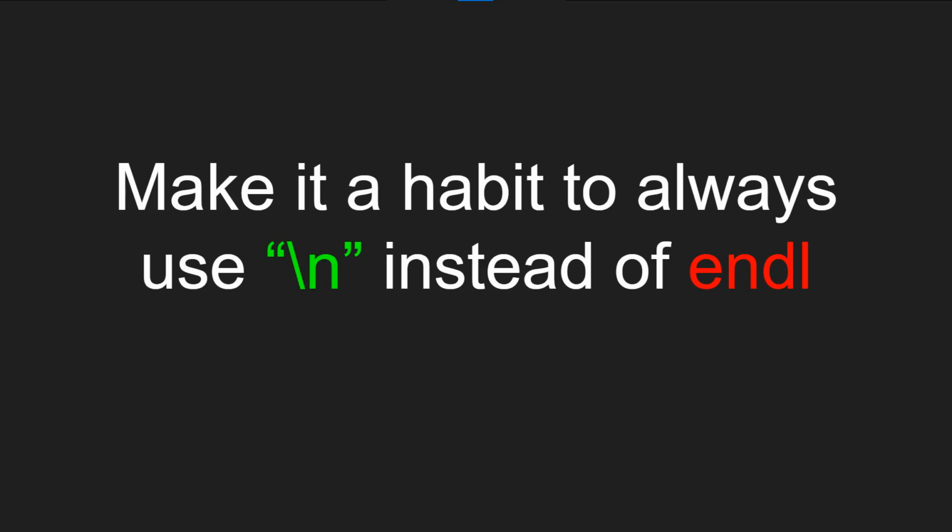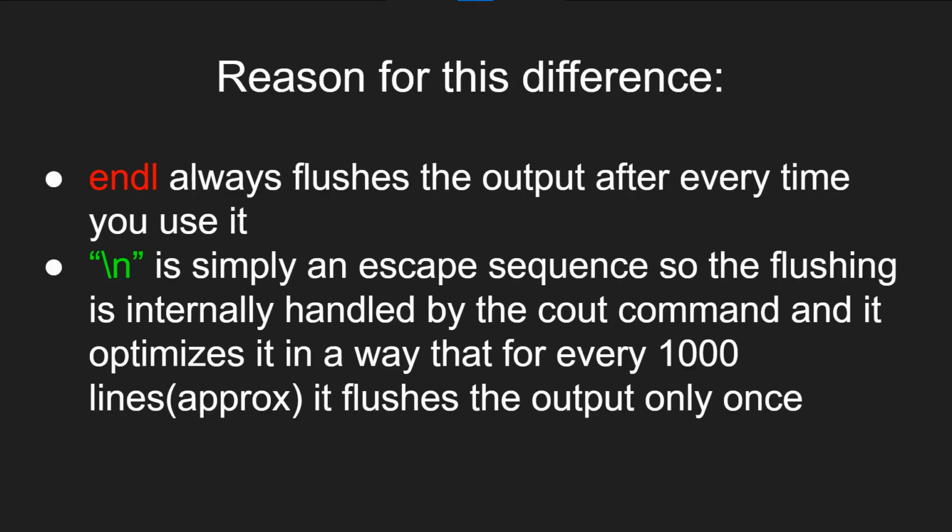You should always use the \n in case you want to go to the next line while printing. This is because when you get a TLE in a problem and the reason for it is that you are printing in a very slow manner, it would be very difficult for you to figure out what exactly is the problem with your code. And it is always said that prevention is better than cure, so why not always use \n instead of endl.